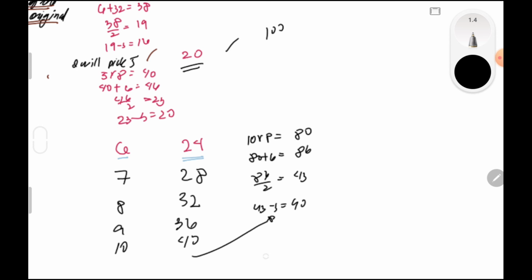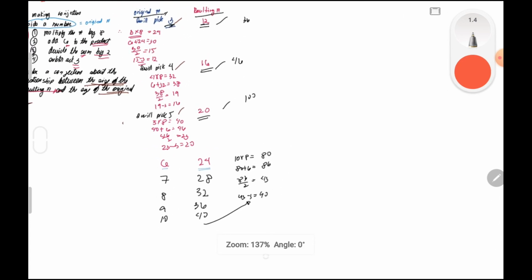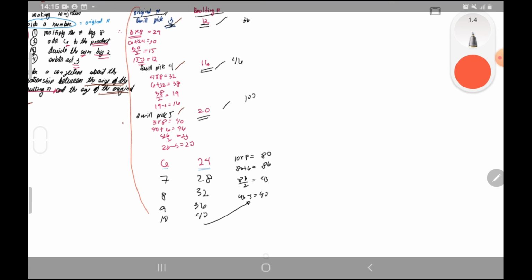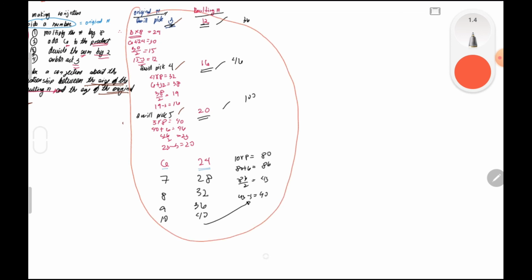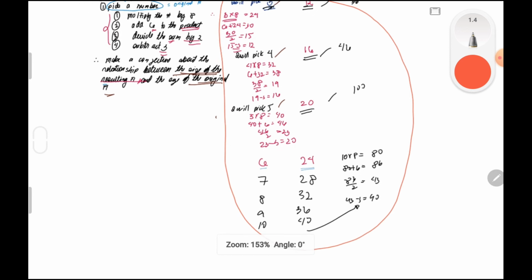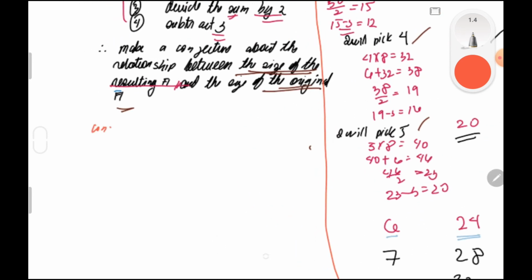Okay? So therefore, the perfect conjecture for this one that would summarize all this relationship between the original number and the resulting number is that the resulting number is 4 times the original number. Okay?